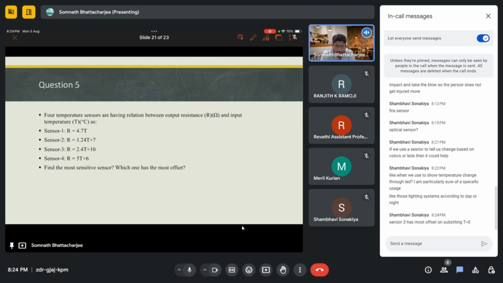Yes, yes. So what we have already mentioned is that to get the offset value of R, we have to get the value at t equals 0. If we put t equals 0, R equals 10 for sensor number 3. So it has the highest offset among all.